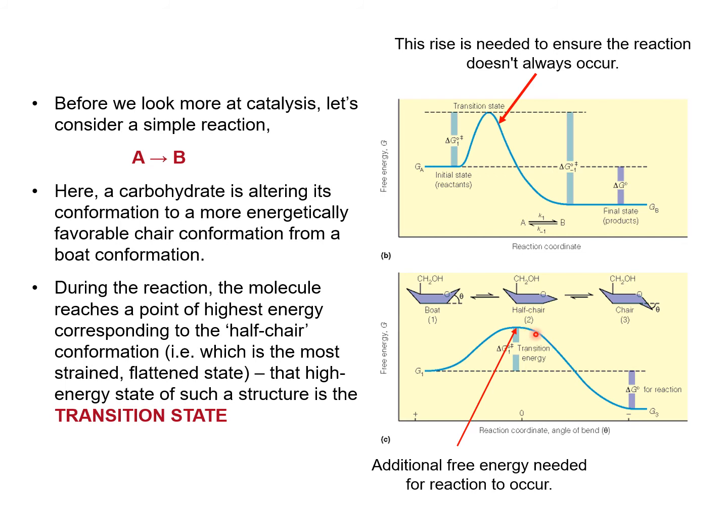And you can still define the delta G double dagger as well as delta G naught for such a reaction. And typically we think that this rise in energy for the transition state is needed to ensure that the reaction doesn't always occur, but with some kind of control or energy input, you can have more control over this reaction, even though it's a spontaneous reaction.